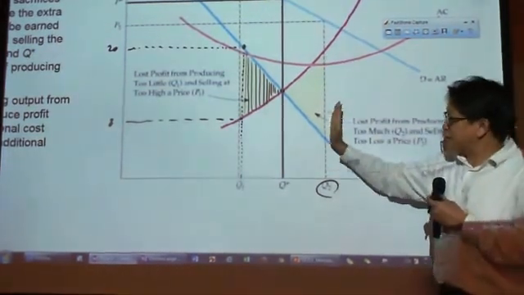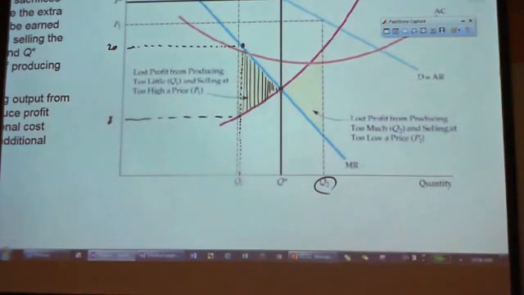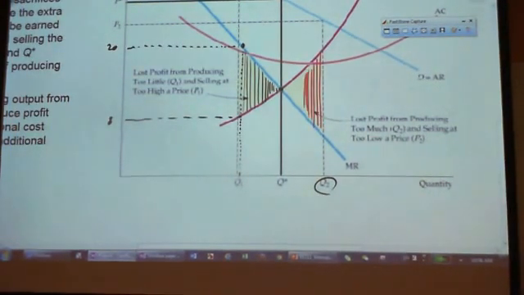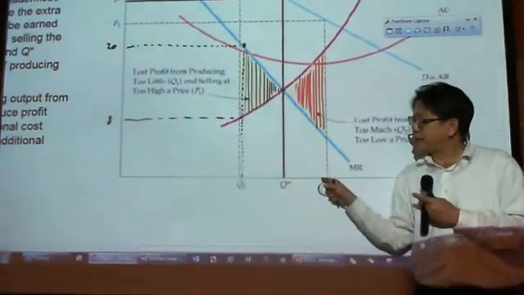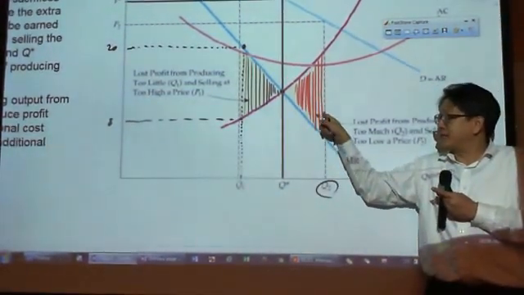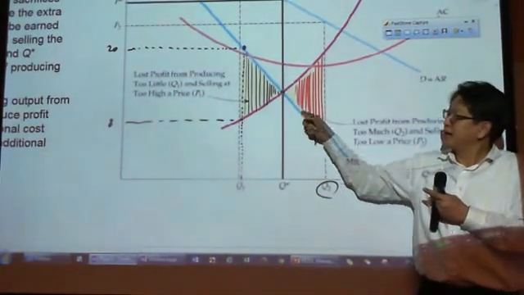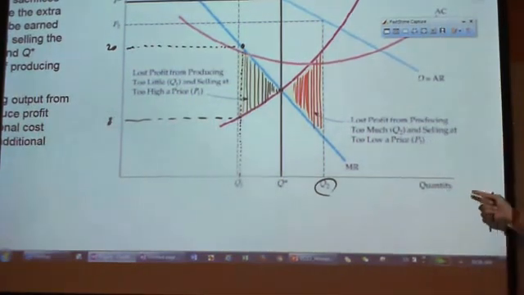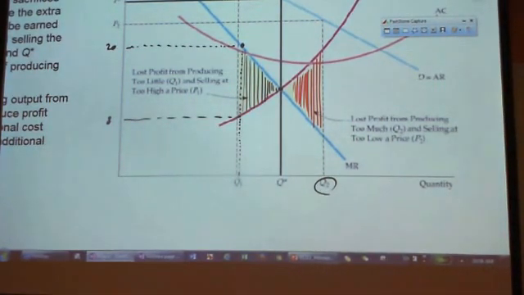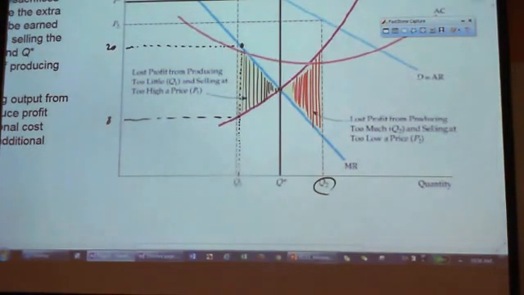It's true for this unit too. If I go back to Q star, I will not lose this amount of negative. So this is lost profit when I produce too much. Okay, all right. That's why this is an equilibrium. No incentive to deviate. Once I'm here, I don't have incentive to produce less than Q star or more than Q star, because I will suffer from loss. Alright? Okay, that's it for today.